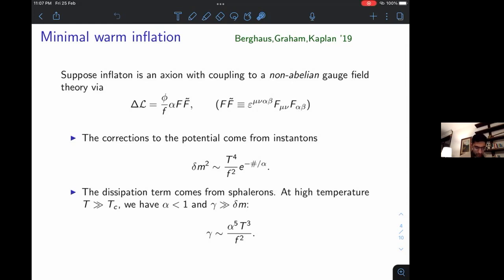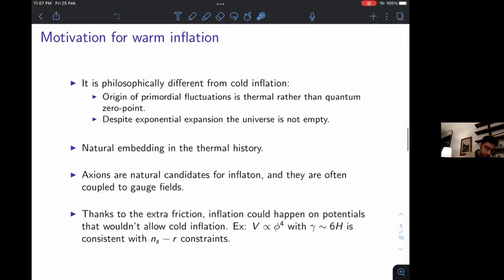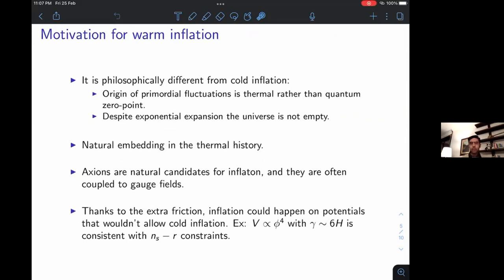Okay, so this seems to be a working macroscopic model for warm inflation. Now, why do we even care about warm inflation? Why are we interested in it? There are several motivations. One, and perhaps the most important one, is that it is conceptually different from the standard models of inflation. Why? Because here the fluctuations are produced by thermal fluctuations rather than being the 0-point fluctuation.